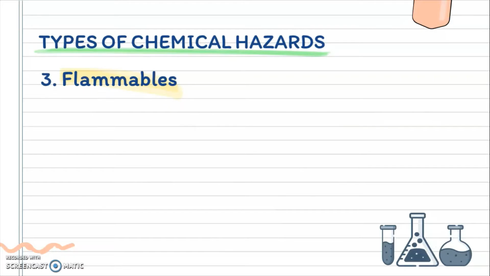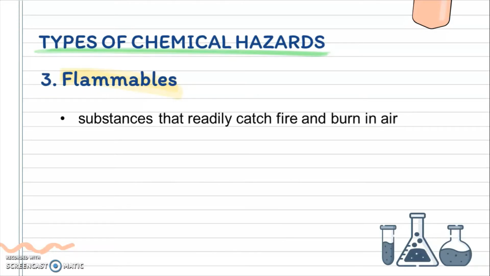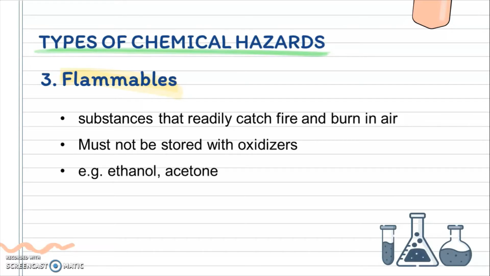The next type of chemical hazard is flammables, which are substances that readily catch fire and burn in air. Madali silang mag-combust or madaling masunog. And they must not be stored with oxidizers. Some examples are ethanol, which is used for alcohol, and acetone na ginagamit to remove nail polish.